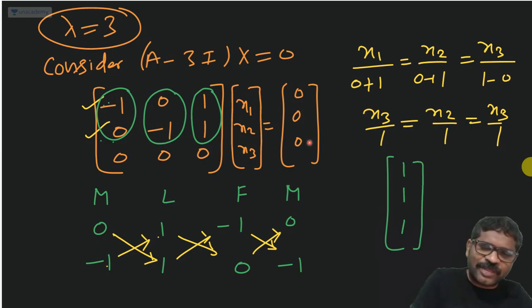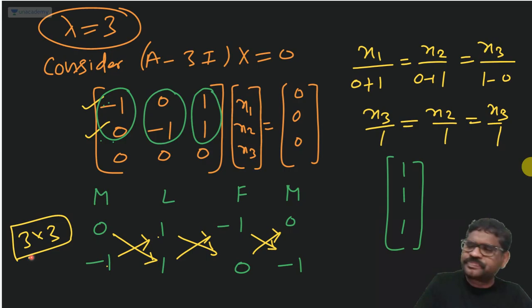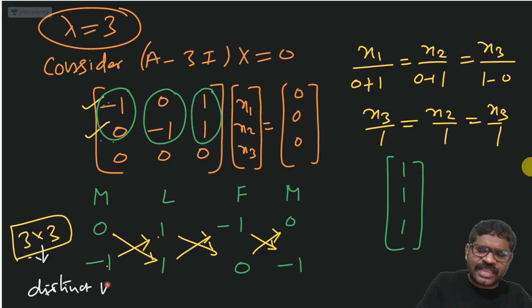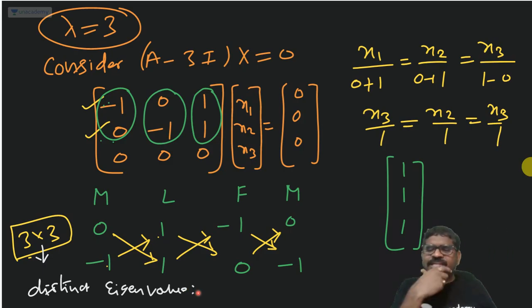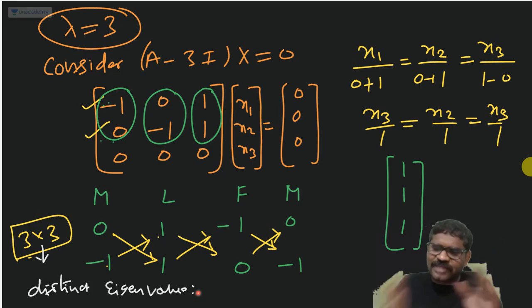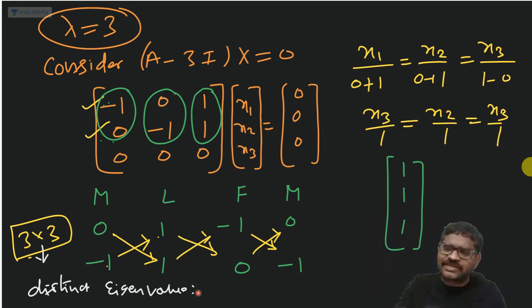The trick is applicable only for 3 cross 3, I mean this middle, last, first, middle technique. The matrix must be 3 cross 3. The eigenvalue must be a distinct eigenvalue, not for a repeated eigenvalue. Understood? For 2 cross 2, I have given one trick: separate the variables, use cross multiplication. For 3 cross 3, middle, last, first, middle. Okay?